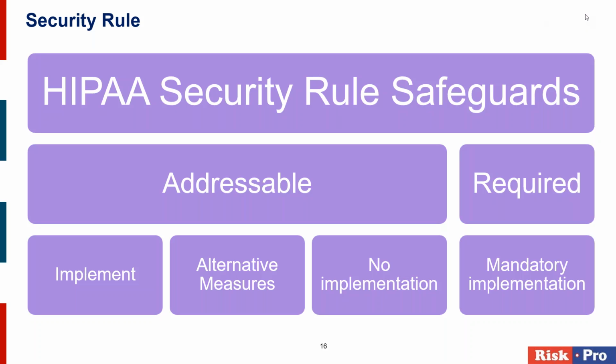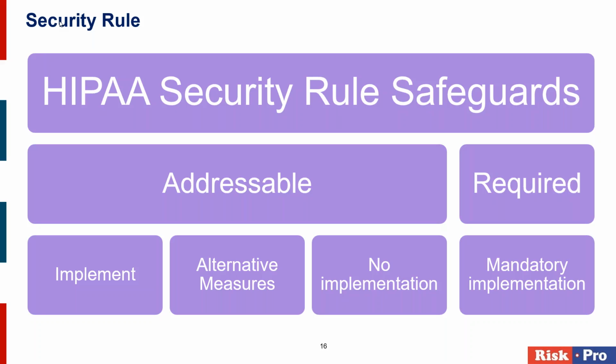So what we are looking at here is two things: one is addressable and the other is required. Addressables are those which can be implemented, because the expectation is that you implement them. We can provide alternative measures too.